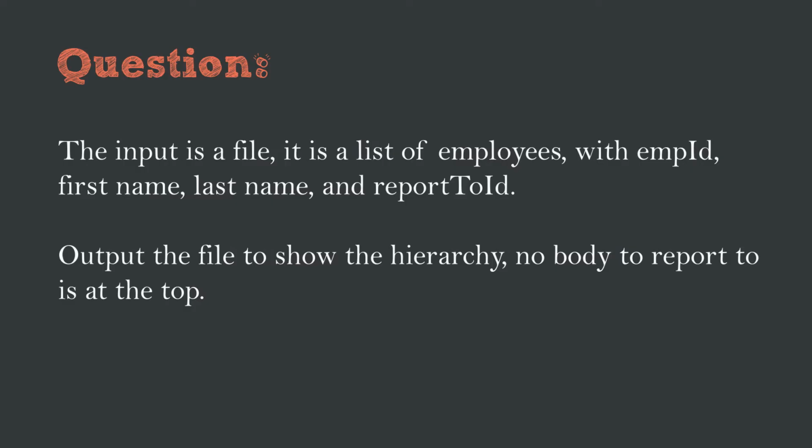The input is a file. It is a list of employees with employee ID, first name, last name, and report to ID. Output the file to show the hierarchy. Nobody to report to is at the top.